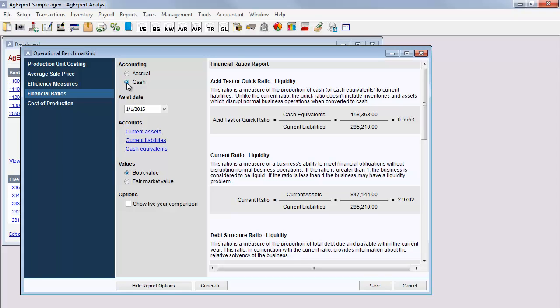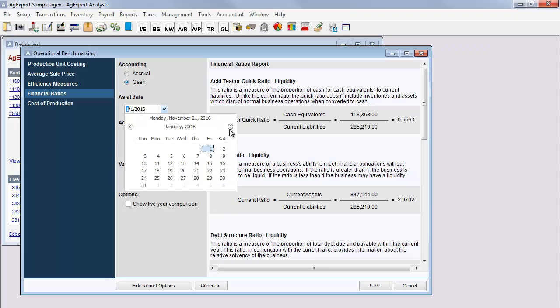Next, choose the As At date. Account balances as at the end of this date will be included on the report. You may enter the date directly, or click the drop-down menu to choose a date from the calendar control.